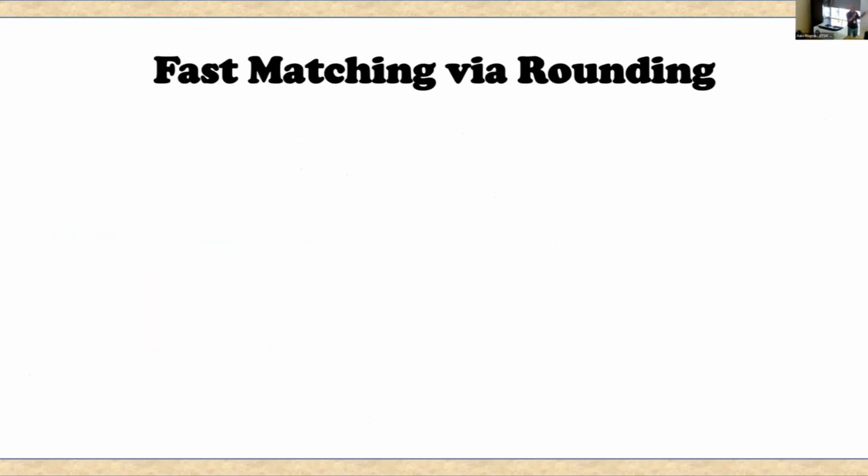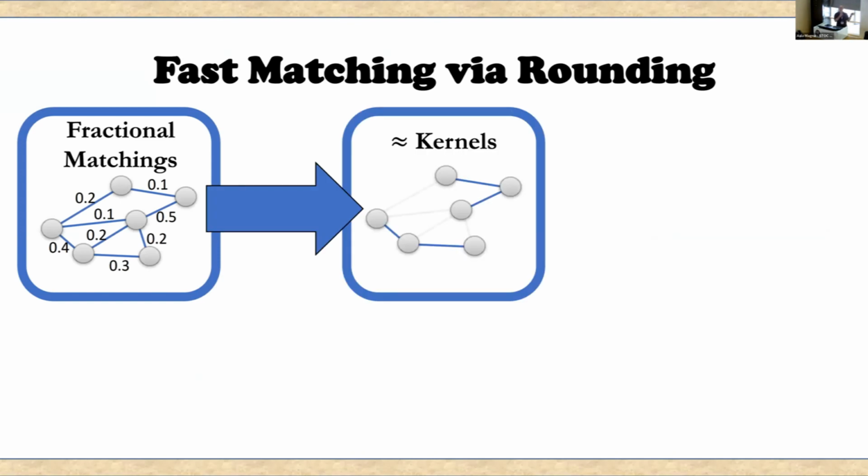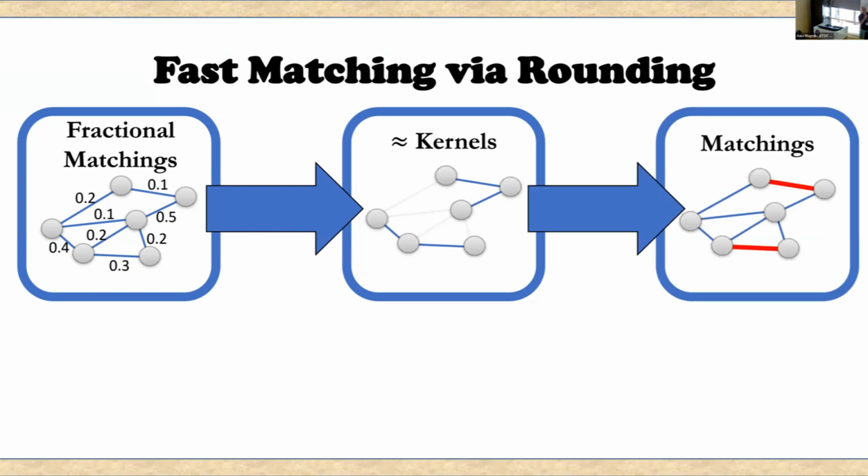So again, what are the fast matching algorithms we get via rounding? There's a number of algorithms for maintaining dynamic fractional matchings. So step number one is round these one way or another, obtain a kernel or something similar to it. And then from the arguments we said earlier, assuming this first step is fast, what we get is a fast dynamic matching algorithm. Okay, so I won't reiterate the points here.